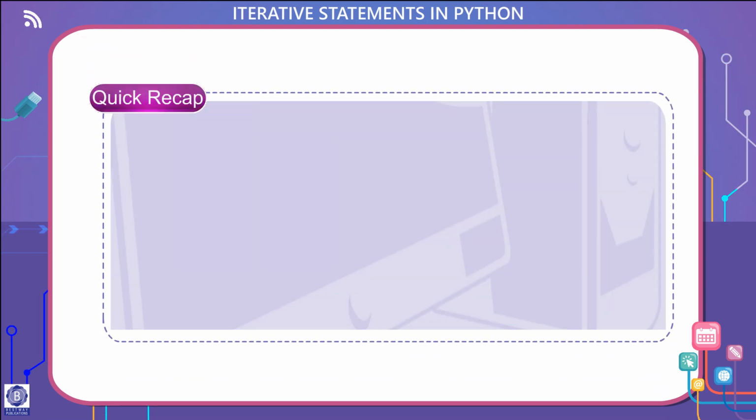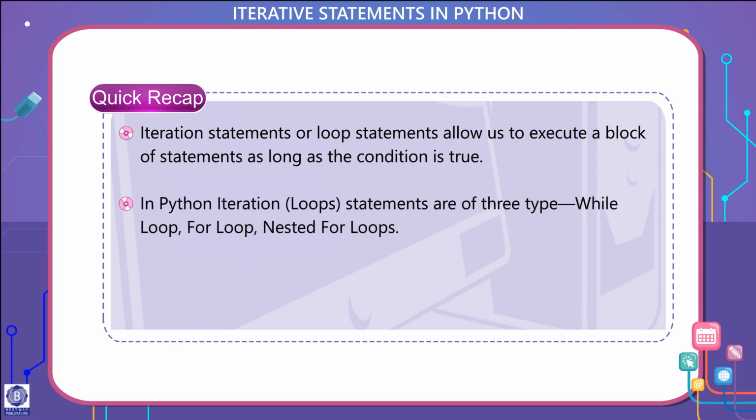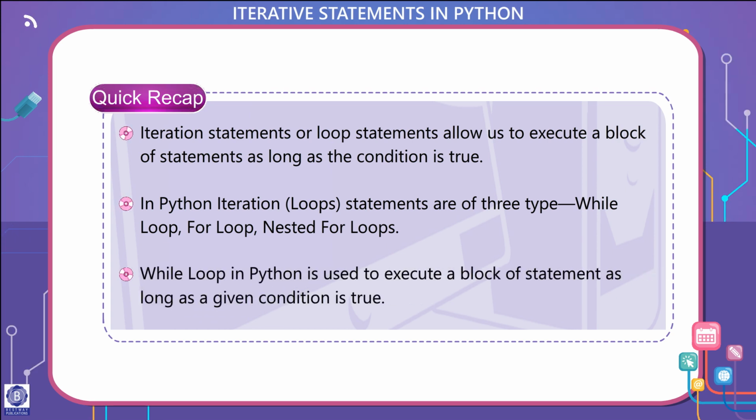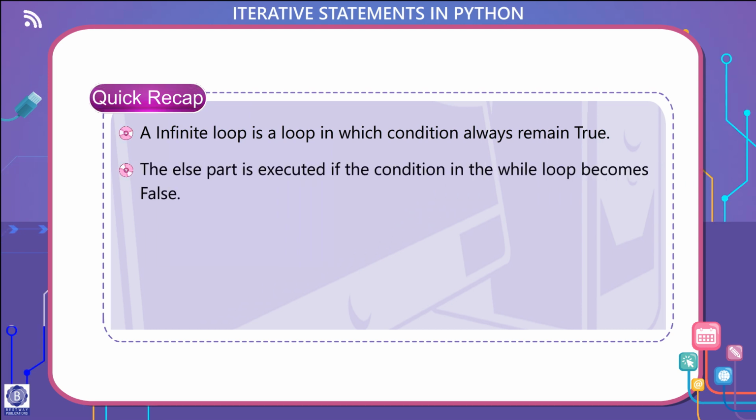Output. Quick recap. Iteration statements or loop statements allow us to execute a block of statements as long as the condition is true. In Python, iteration loop statements are of three types: while loop, for loop, nested for loops. While loop in Python is used to execute a block of statements as long as a given condition is true. An infinite loop is a loop in which the condition always remains true. The else part is executed if the condition in the while loop becomes false.